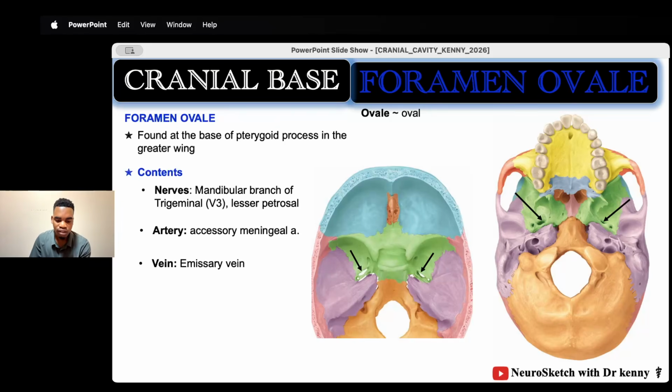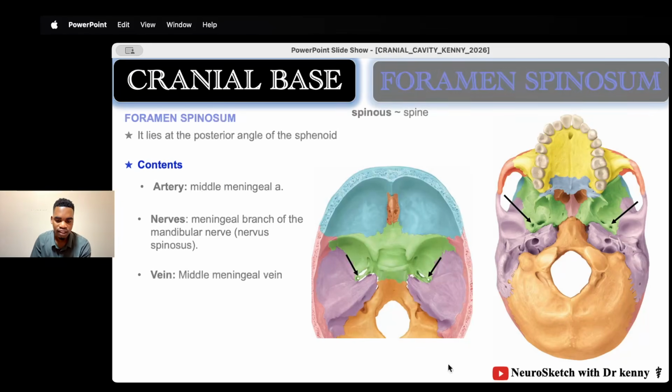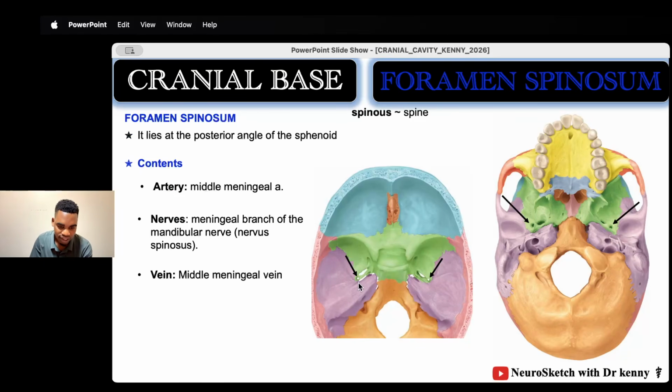Next is going to be your foramen spinosum, and it resembles the spine of the sphenoid bone, and the foramen spinosum is very important for your famous middle meningeal artery. Okay, middle meningeal artery, middle meningeal vein, and the meningeal branch of the mandibular branch of the trigeminal nerve, which is also called the nervus spinosus.